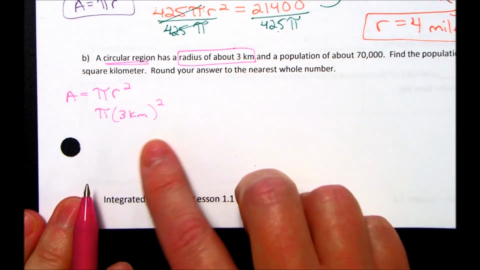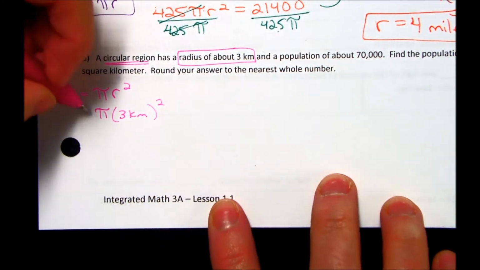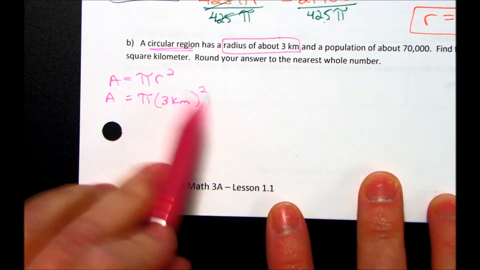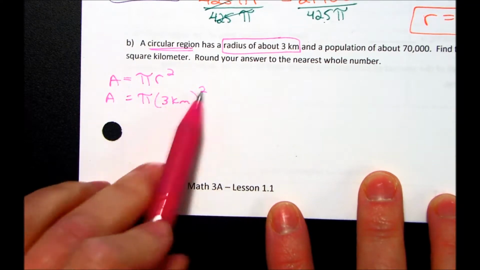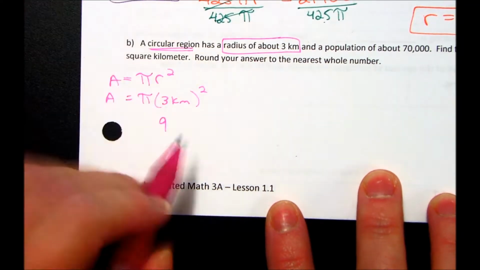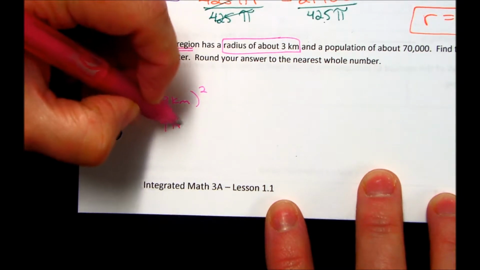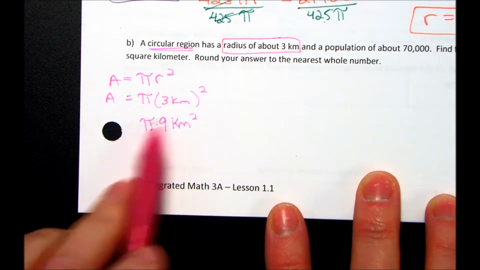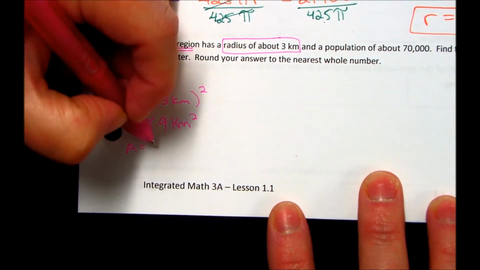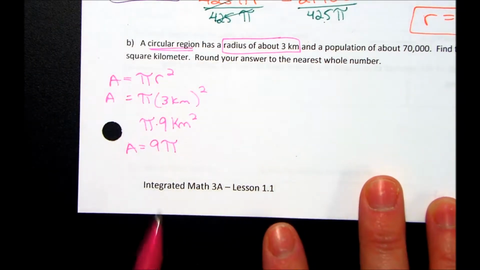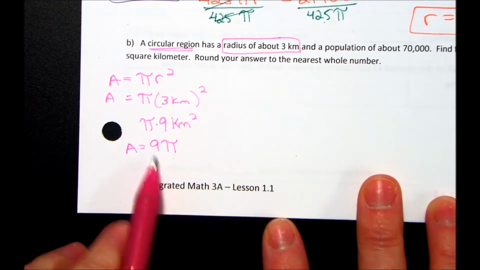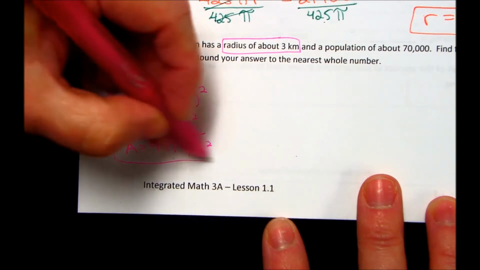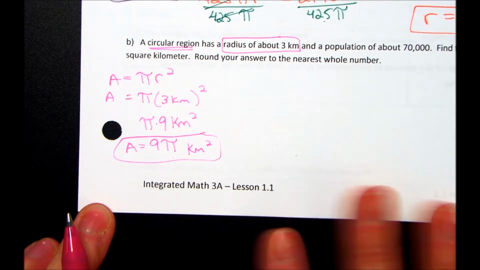Now I am going to put the unit of measure in this time because I think it does kind of help sometimes when you have it in there. So when I simplify this, make sure that you square the 3, which is going to be 9, square the kilometers, which will be kilometers squared, and then you're multiplying that by pi. So when I rewrite this in regular terms, you want the 9 in front of the pi, but don't multiply by pi yet. So our area is 9 pi kilometers squared.